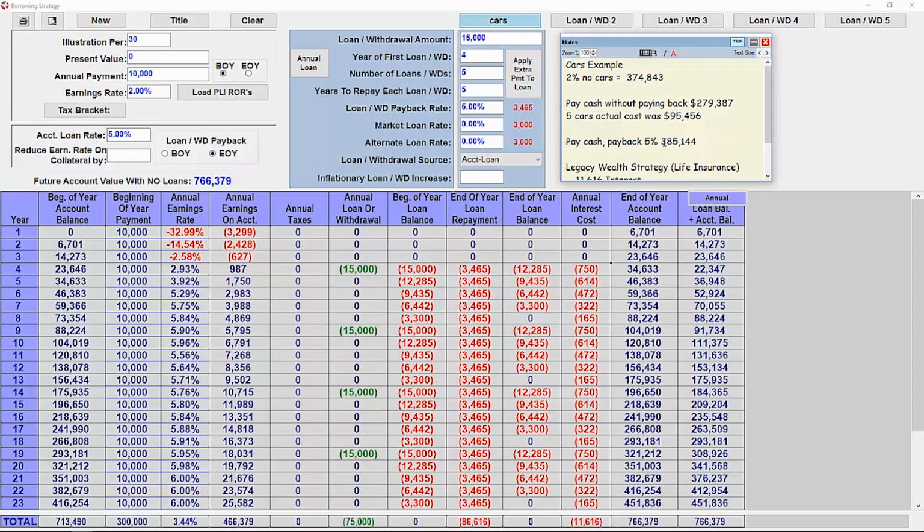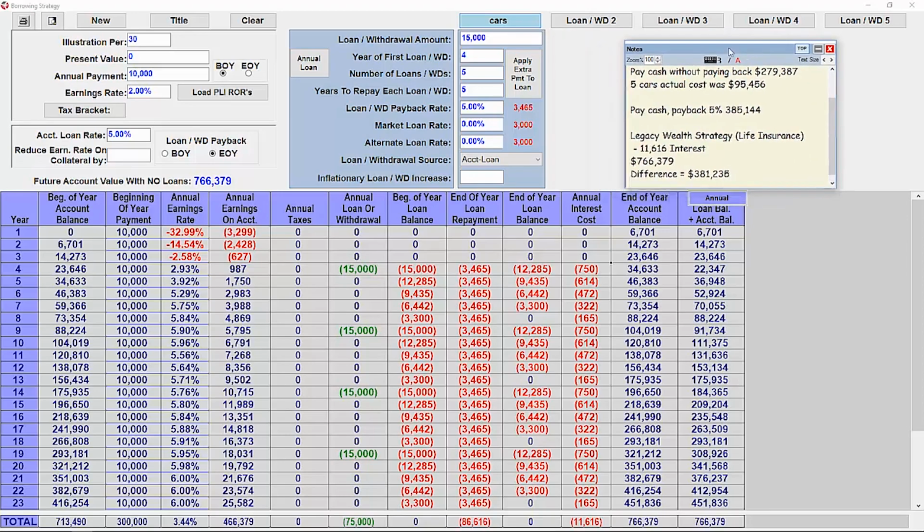But if you did that same scenario, but used a specially designed life insurance policy, now you have $766,000, and that's a difference of $381,000. And so this is a very analytical way to look at the difference between using cash. A lot of times I compare it to option A, a cash account, versus option B, a specially designed high cash value life insurance account.